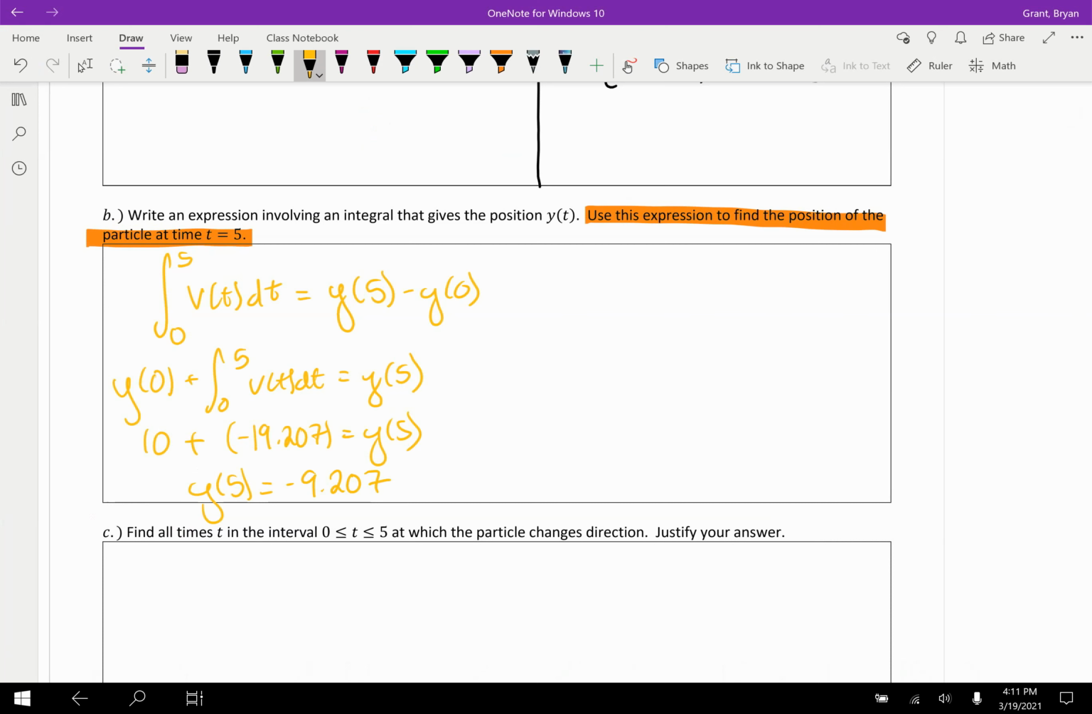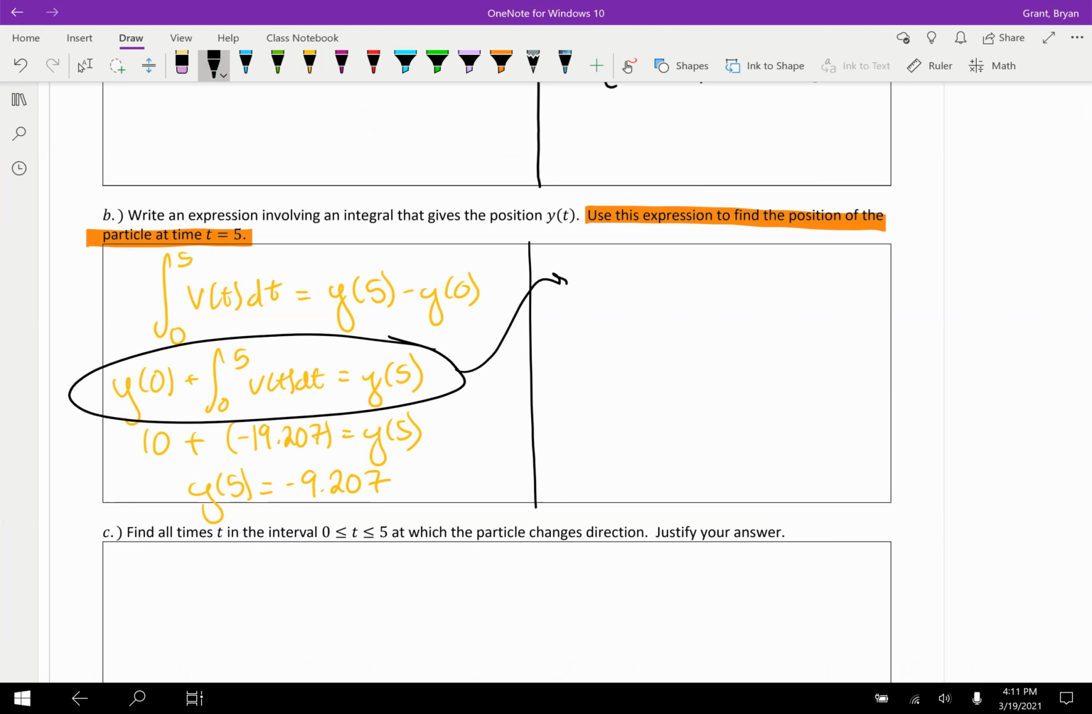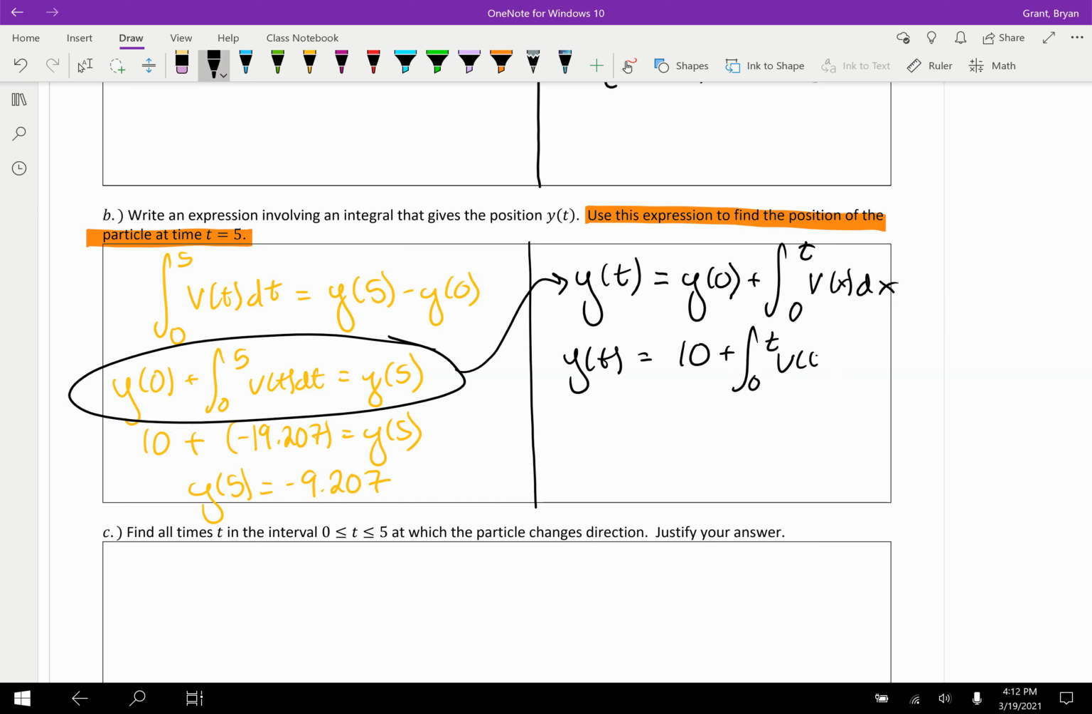Now, they asked us to write an expression that gives the position y of t. Well, let's just reverse engineer this, but instead of using 5, let's use t. This found us y of 5, so let's say y of t is equal to y of 0 plus the integral from 0 not to 5 anymore, but to t. And do you remember this dummy variable thing? I don't want to write v of t dt. That's too many t's going on. We want to change that variable and maybe just call it v of x dx. And we should probably go a little bit further and remember that y of 0 is 10. And I think that'll be okay.